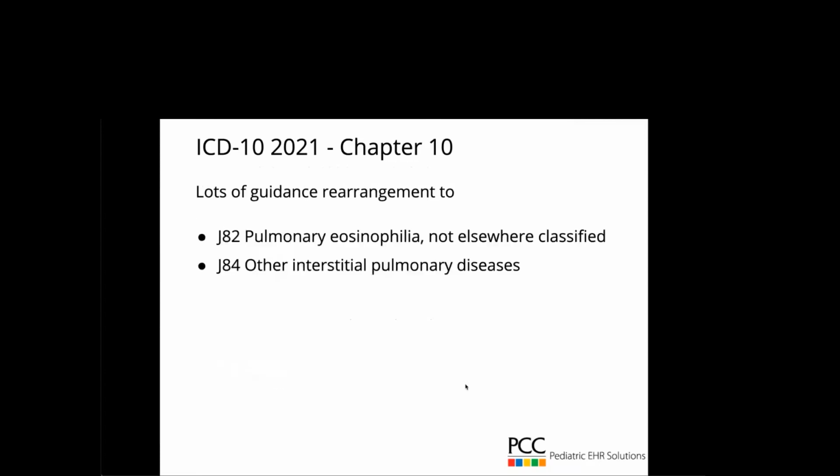And there is all kinds, if you use the J82 or J84, those are the pulmonary eosinophilia and other interstitial pulmonary diseases. If those are codes that you know are used in your practice, do yourself a favor, familiarize yourself with the guidance rearrangements. There have been changes from excludes 1 to excludes 2. I could try to describe them, and I thought about it. I put together a handful of slides and then ended up deleting them. They were more confusing than clarifying.